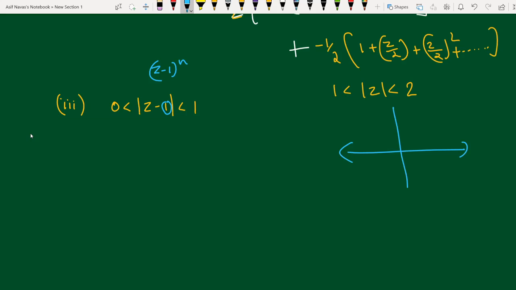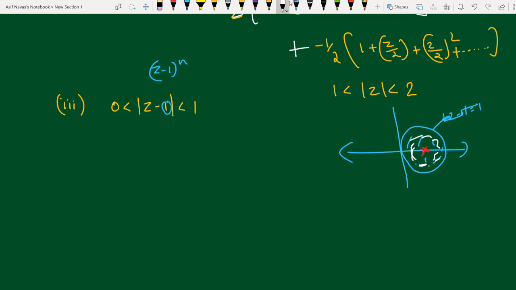So this is our region. Z is 1. It is a circle with the center 1 and radius 1. So this is mod z minus 1 equal to 1. This circle, so this region we have here, and there is no center. So this annular region, the remaining portion, is ours.